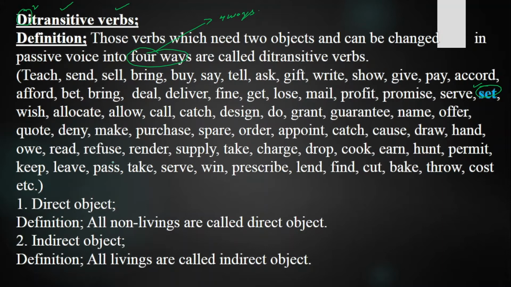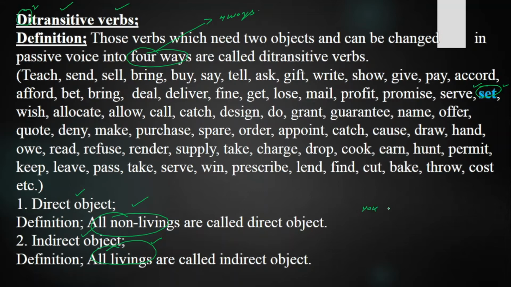Keep in your mind, ditransitive verbs need one direct object and one indirect object. It needs two objects because for the meaning, if you put only one of the objects, the meaning won't be clear and understandable. For example, we will take today's verb. All non-livings are called direct and all livings are called indirect objects.